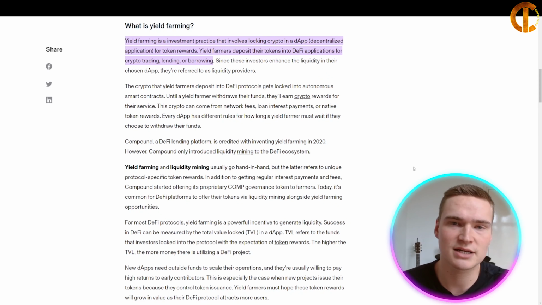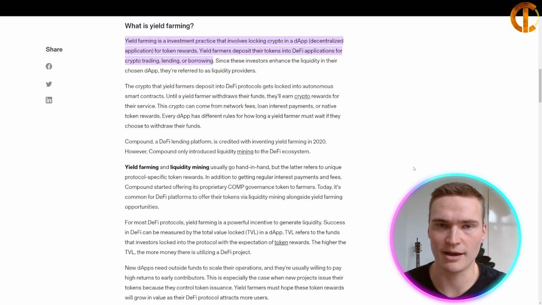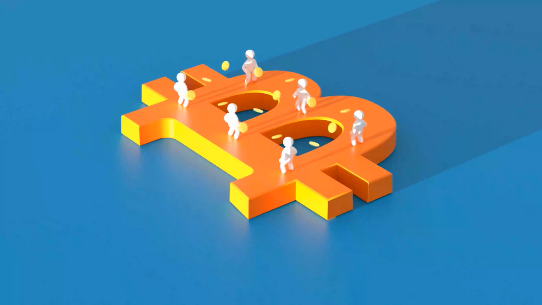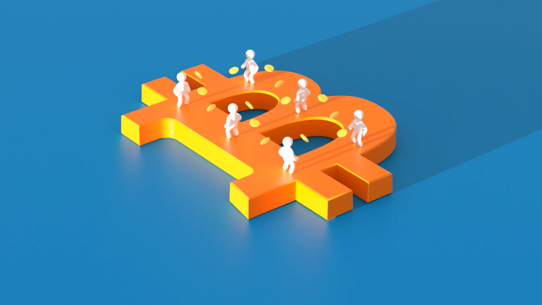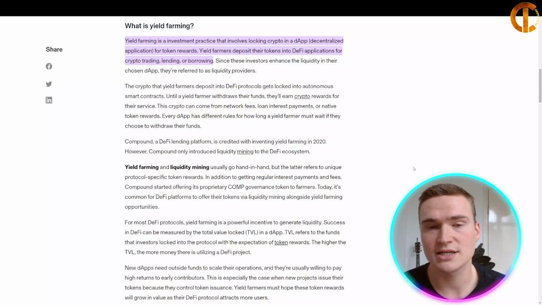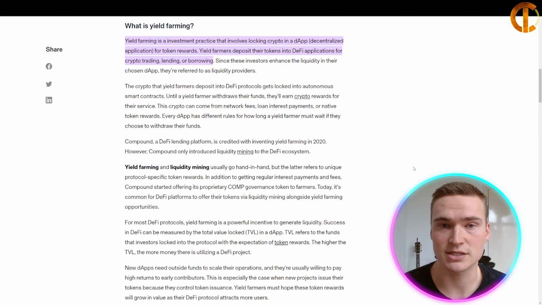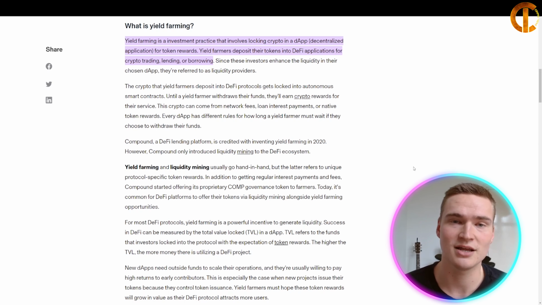And yield farmers basically deposit their tokens into DeFi applications, decentralized applications, for crypto trading, lending, or borrowing. You have different types of yield farming. And since these investors enhance the liquidity in their chosen decentralized application, they're referred to sometimes as liquidity providers.